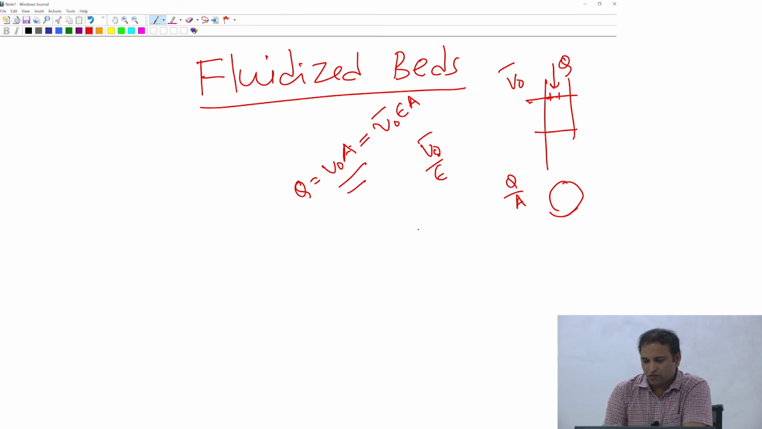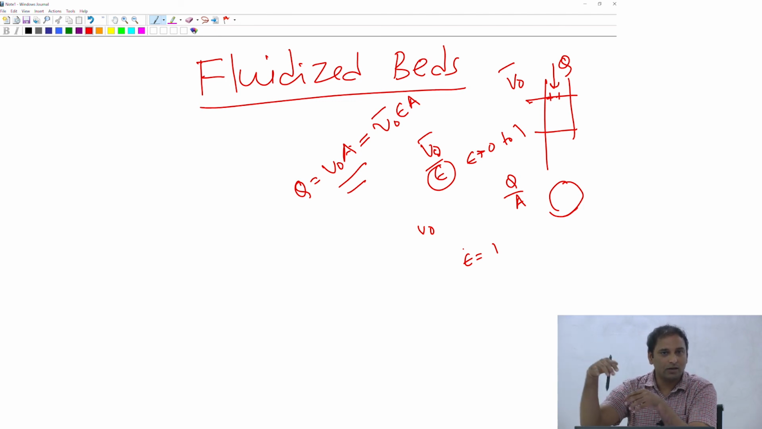So epsilon is a void fraction, and it can go from 0 to 1. When epsilon is equal to 1, that's when you don't have a packed bed, and both the velocities are exactly the same. Now the moment I have some porosity, the average velocity is always going to be higher than the velocity with which the liquid is coming just above the packed bed. So epsilon captures the fact that the velocity goes up when the liquid enters the packed bed.